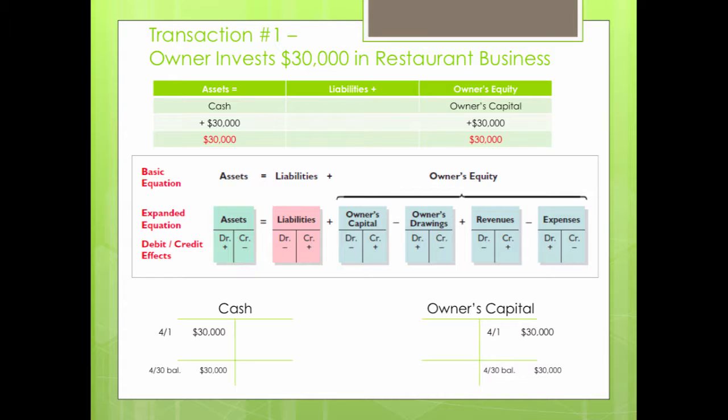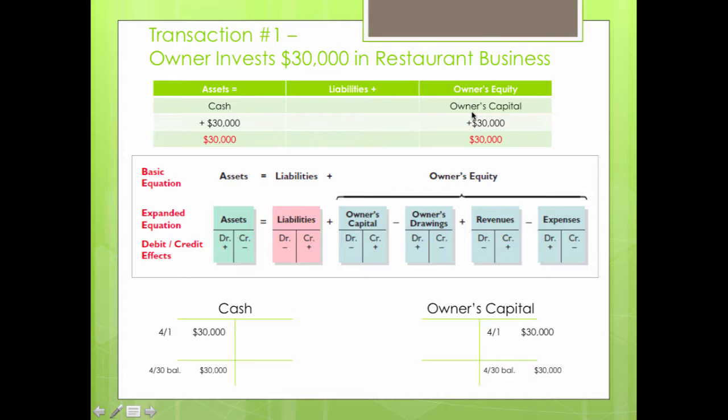For the last 2 weeks, I have been showing you the concepts of tabular form and T accounts using the same transaction information at the top. I'm going to continue with the same transaction information so that you can see the pattern. The first transaction that we dealt with was an investment by the owner for $30,000 to start a restaurant business. And we learned that it affects 2 accounts: the cash account and the owner's capital account.